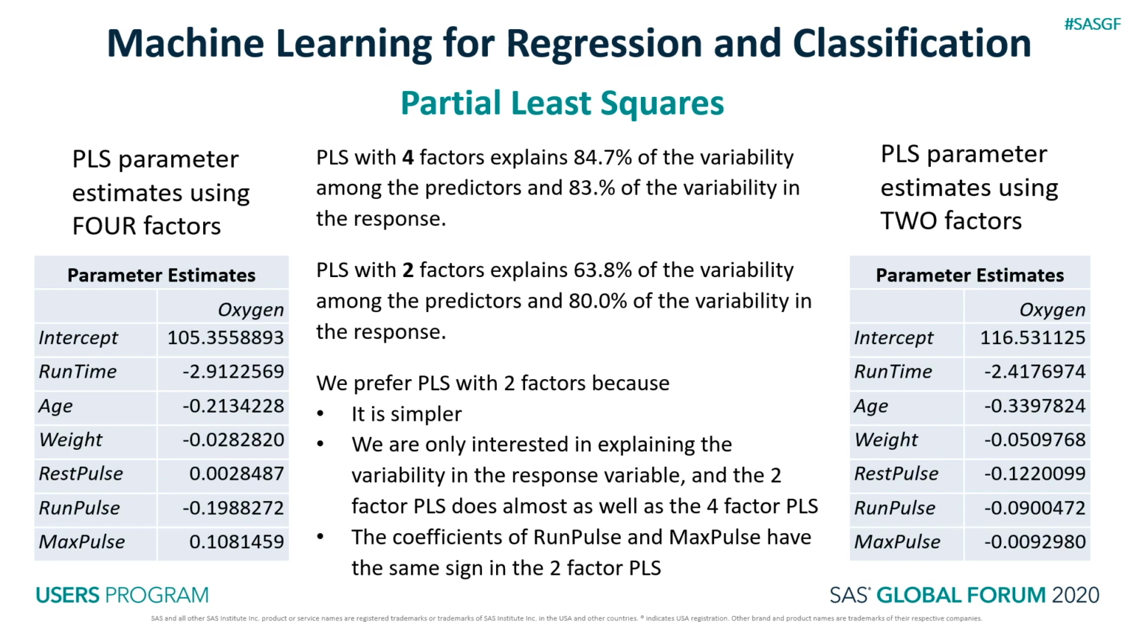So in this problem, we would prefer partial least squares solution with only 2 factors because it's simpler. We're really primarily interested in explaining the variability in the response variable. That's our prediction error. And the 2-factor partial least squares does almost as well as the 4-factor. And then finally, the coefficients of run pulse and max pulse have the same sign in the 2-factor PLS. And so that indicates the regularization has been effective.